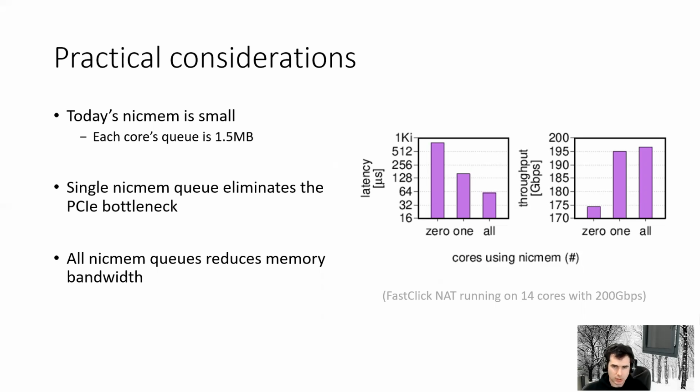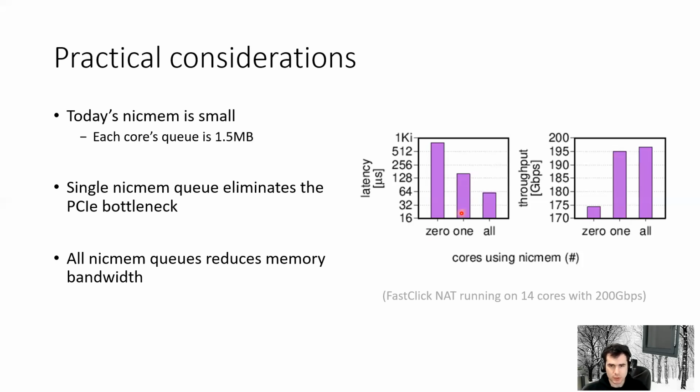We therefore run an experiment where we use, again, FastClick's NAT application on 14 cores, but we vary the number of Nicmem queues. So when there are no Nicmem queues, so 0, latency is high and throughput is relatively low. But when we use even a single Nicmem queue, we are able to greatly improve both throughput and latency. The reason is that the single Nicmem queue already helps avoid the PCIe bottleneck.